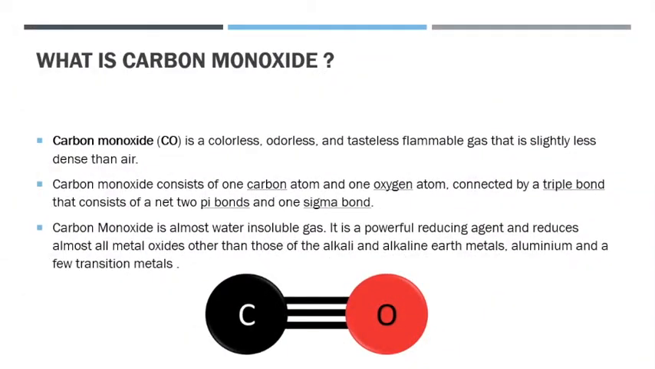So, first of all, what is carbon monoxide? Carbon monoxide is a colorless, odorless, and tasteless flammable gas that is slightly less dense than air. We know that it is connected by a triple bond that consists of two pi bonds and one sigma bond. Carbon monoxide is an almost water insoluble gas. It is a powerful reducing agent and reduces almost all metal oxides other than those of alkali and alkaline earth metals.